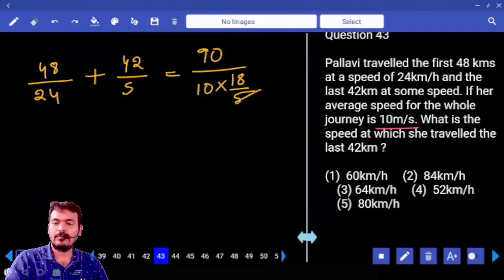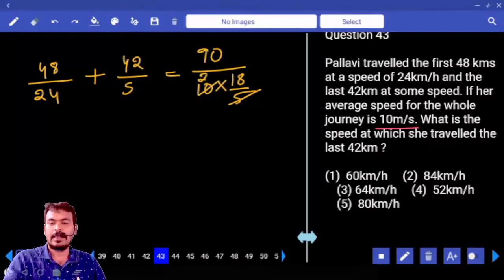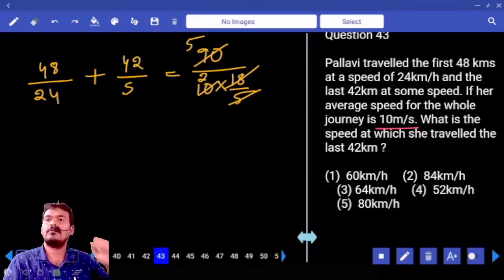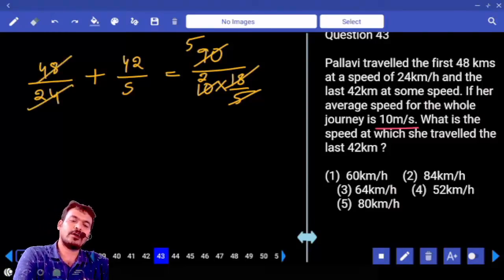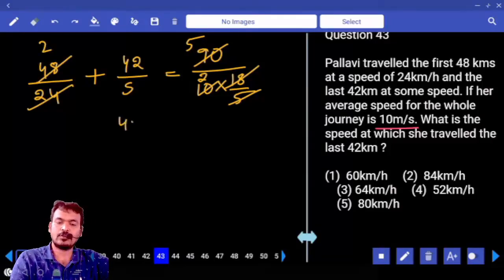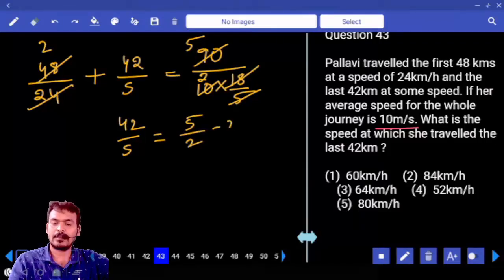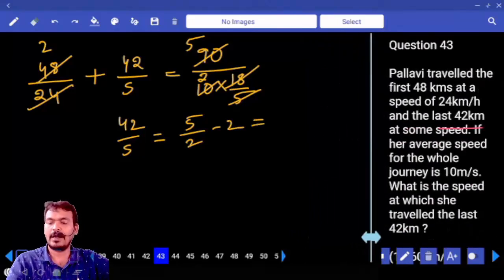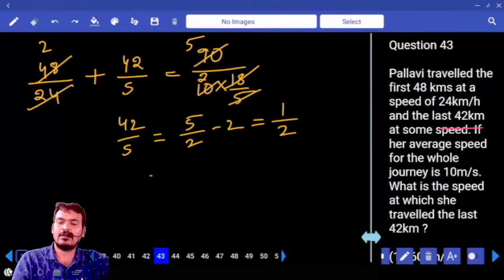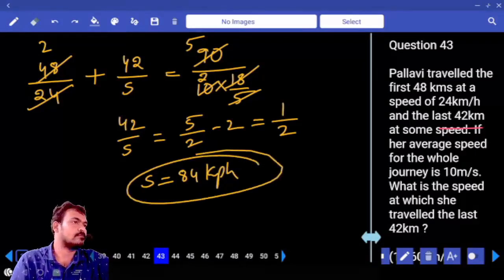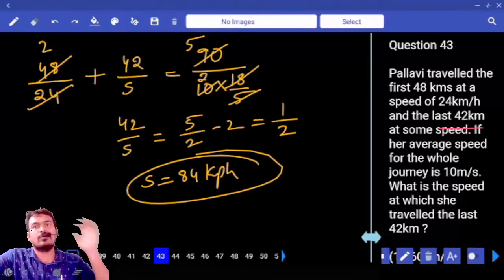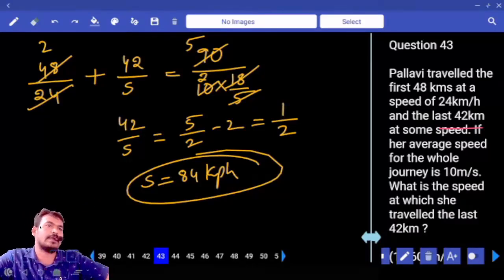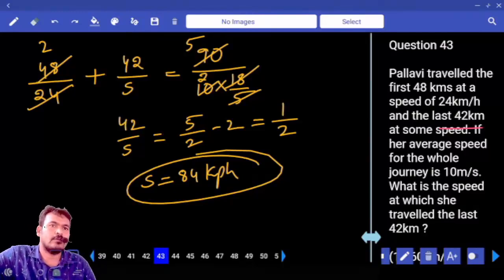5 is how many times 10? 2 times. 18 is how many times 90? 5 times, so it is 5 by 2. 24 is how many times 48? 2 times. Then 42 by s equals 5 by 2 minus 2, which becomes 1 by 2. Then s equals 84 kilometers per hour. We are using only one concept: left-hand side is total time, right-hand side is also total time.